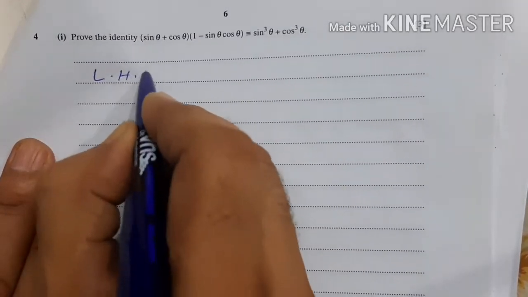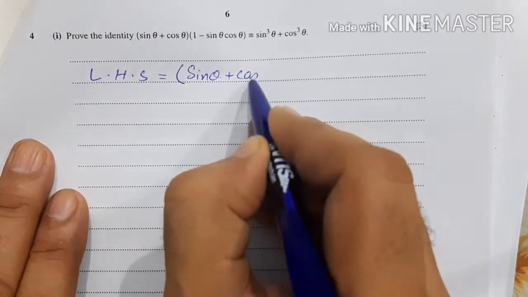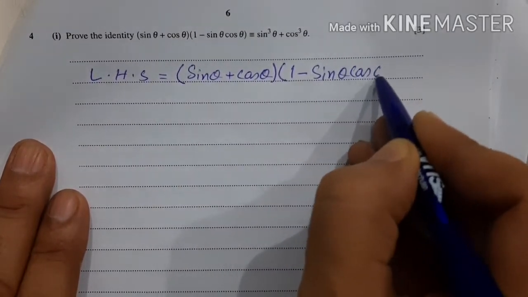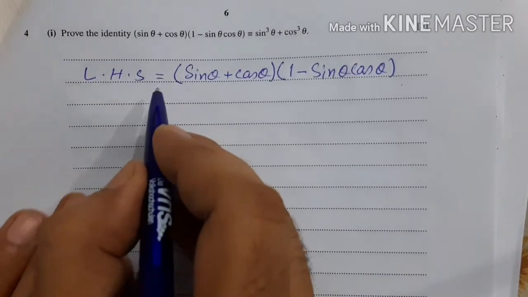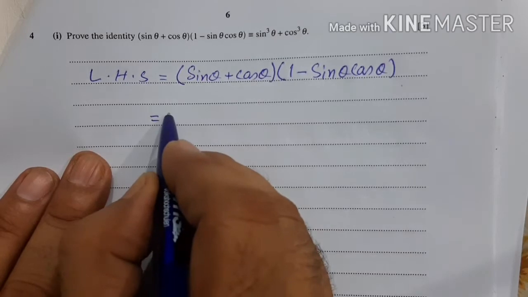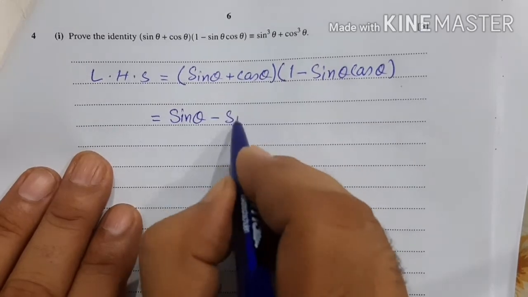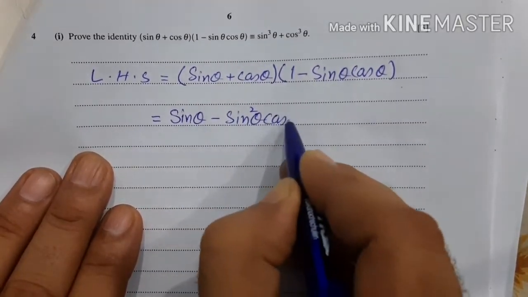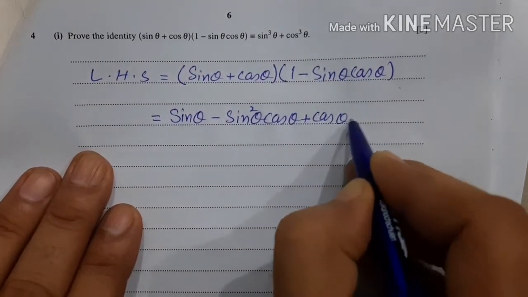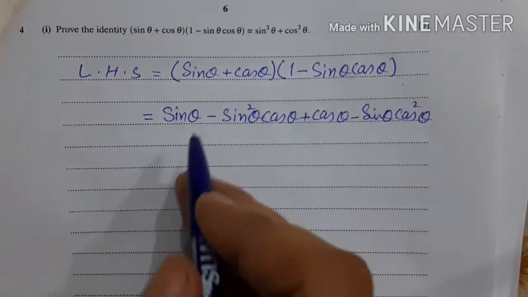Left hand side is sine theta plus cos theta into 1 minus sine theta cos theta. So multiply this with this whole term, so it will become sine theta minus sine square theta cos theta plus, now multiply with cos theta, minus sine theta cos square theta.